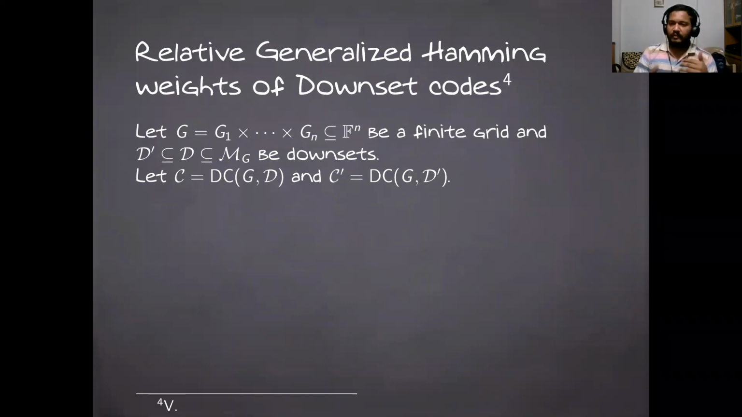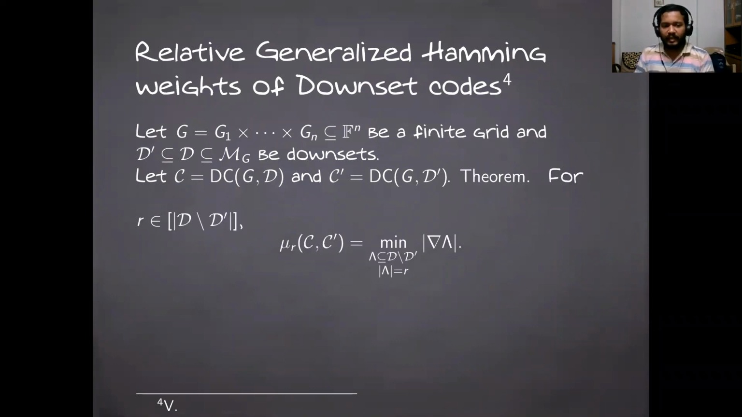And we can characterize similarly the relative generalized Hamming weights for our family of downset codes. So now you need a pair of downset codes, one sitting inside the other, which means you need a pair of downsets, one sitting inside the other. Let's call them D prime sitting inside D. And the characterization is again very similar. So for any R varying between 1 to the size of the difference, the Rth relative generalized Hamming weight is again the size of the smallest shade of R distinct monomials lying in the difference of these two downsets. So you don't vary across the larger downset, you vary only across the difference of these two downsets.